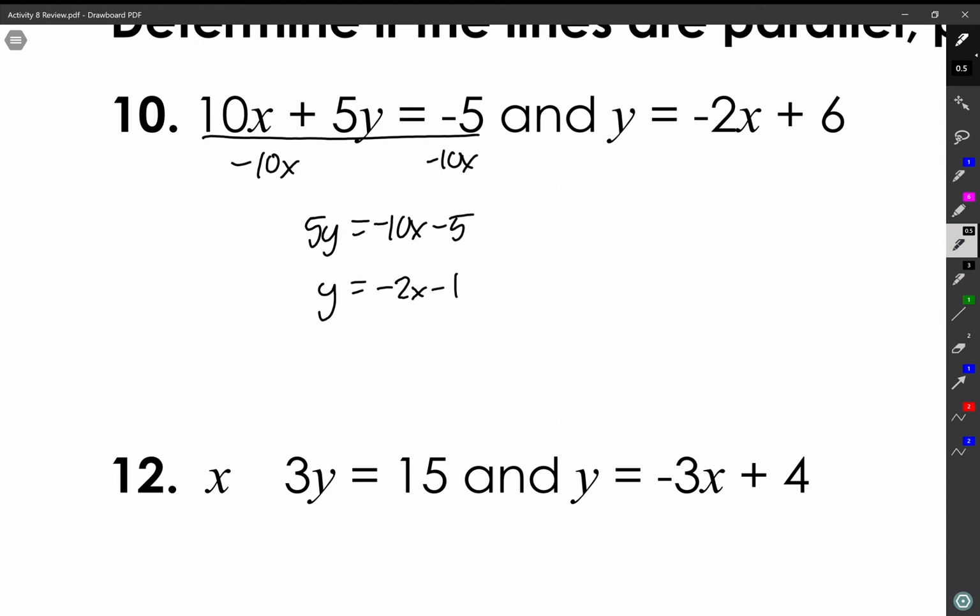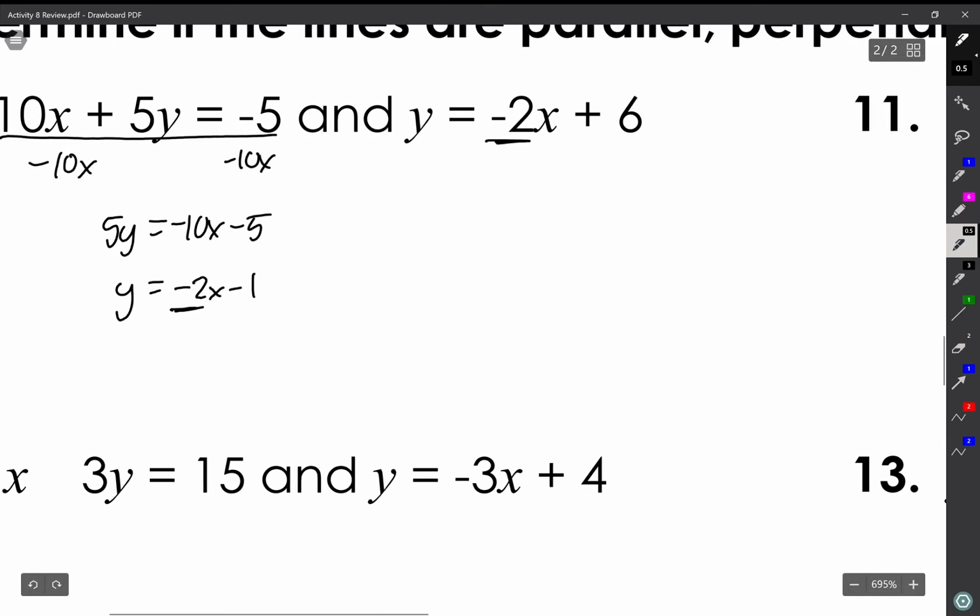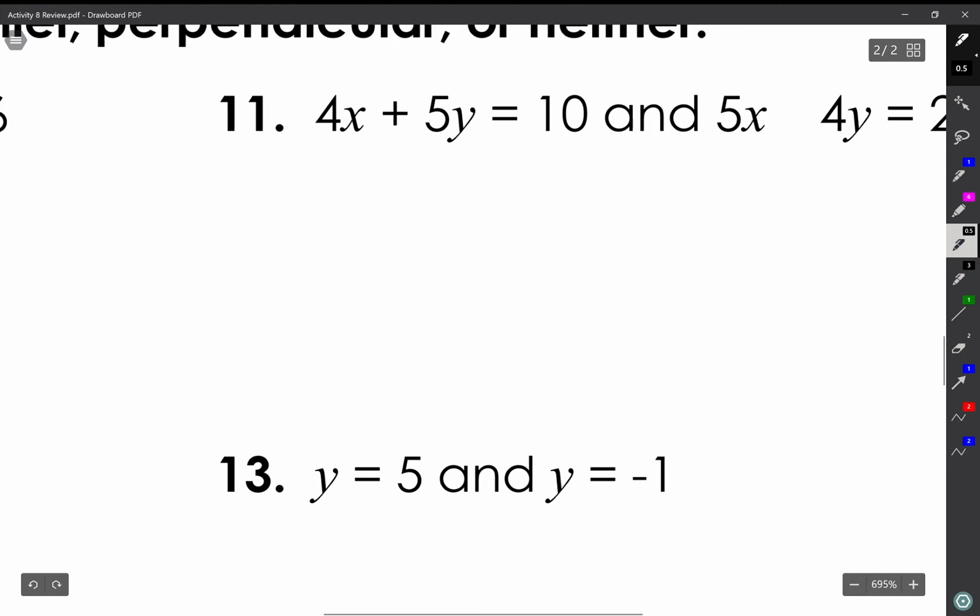And that means my slope for this one is negative 2. The slope for our other one, already in slope-intercept form, is negative 2. So, since they have the same slope, they are parallel. Awesome. Number 11.